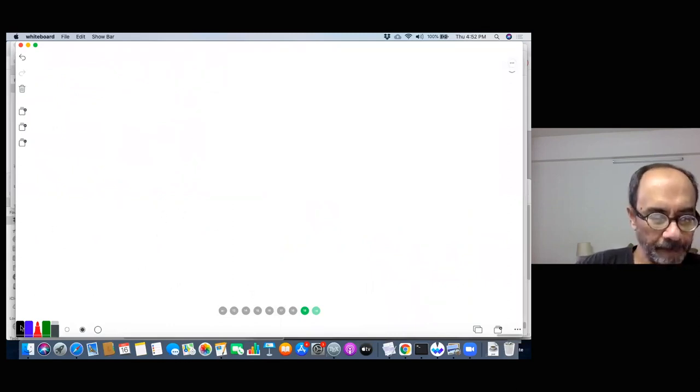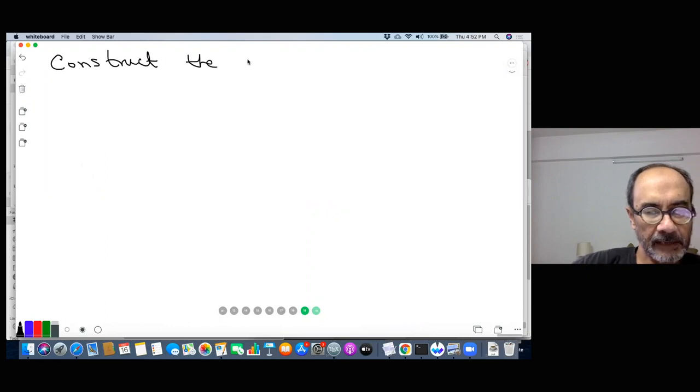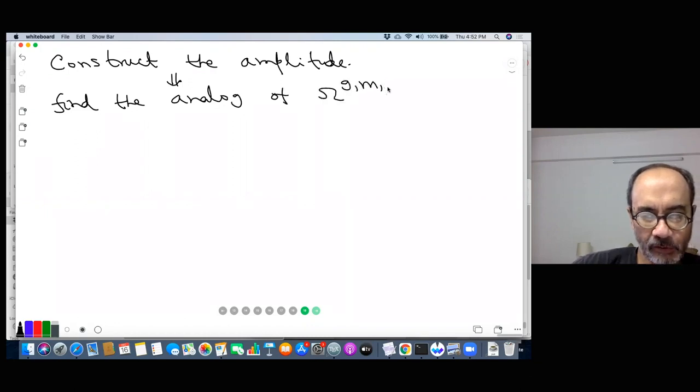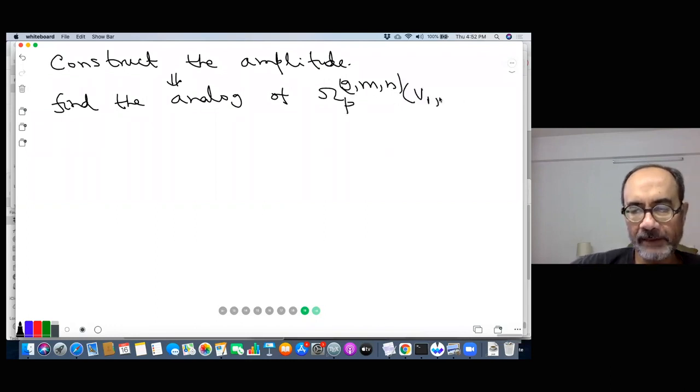Okay, so now we are going to construct the amplitude. So to do that, we have to find the analog of this omega that we had introduced. And this will be a function of all the states. So V1 to Vm, these are the Neveu-Schwarz vertex operators. And let's call them W1 to Wn. These are the Ramond sector vertex operators.